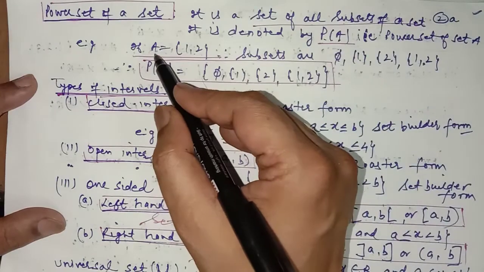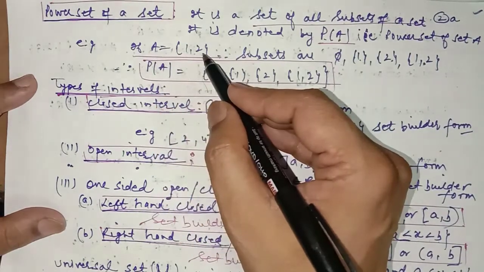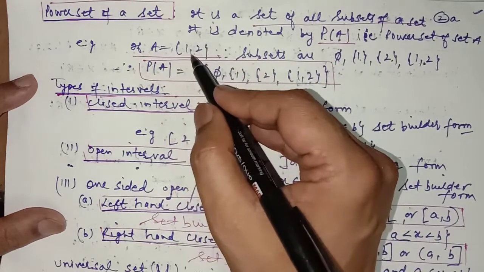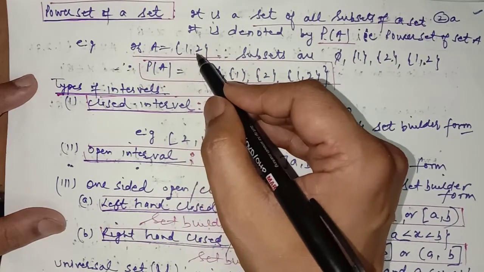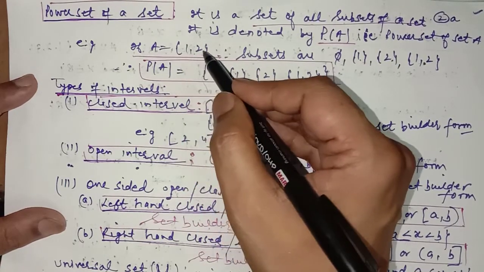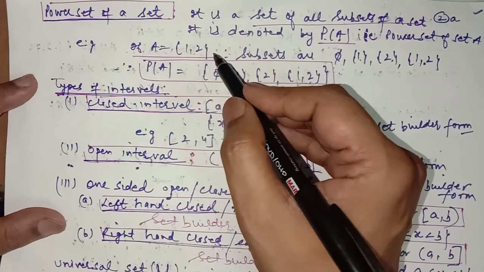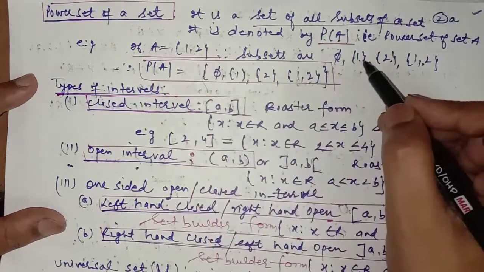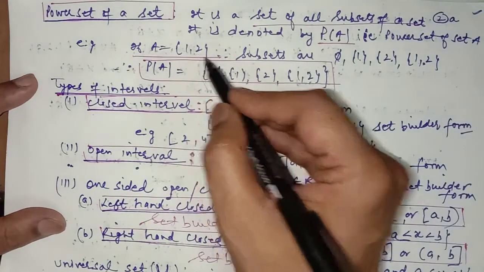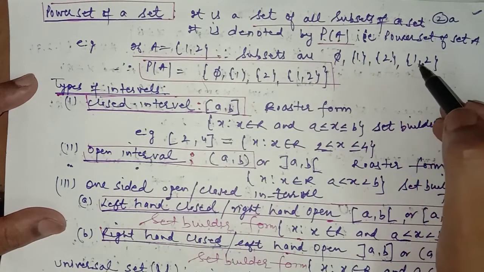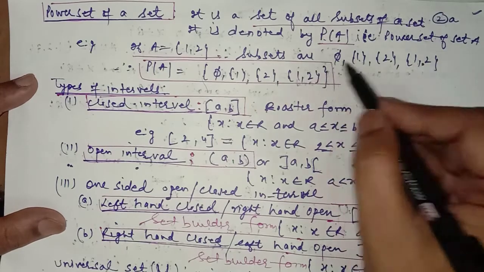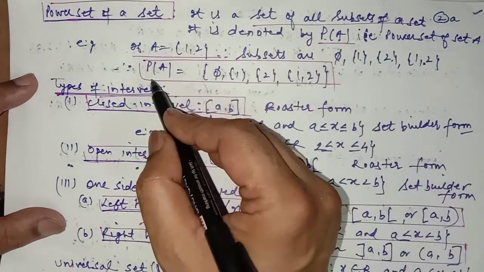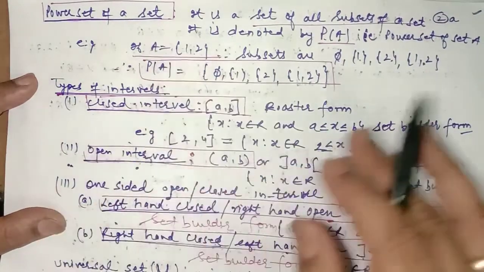Let us take an example, a set A containing the elements 1, 2. So you have to find the power set of this. First of all, find the subsets of this set A. How many subsets? 2 raised to power 2, since 2 elements are there, that is 4 subsets. They are the empty set, the set containing element 1, the set containing the element 2, and the set containing the elements 1, 2. These are the 4 subsets of this set. Put them in curly brackets separated by commas. This will be the power set of set A.